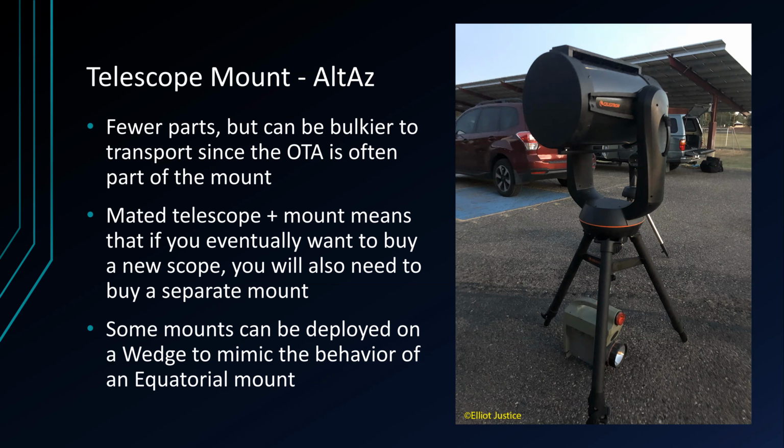The trade-off for that is that most of the time when you buy an alt-az, a fork mount specifically, and some other alt-az mounts, you usually cannot swap it out to a new scope or one of a different size. So this fork mount here is specifically designed for this 8-inch Schmidt-Cassegrain. You could not put a Newtonian on this mount. They're a mated pair. So you can get alt-az mounts that will accept other scopes, but you need to look at that specifically.